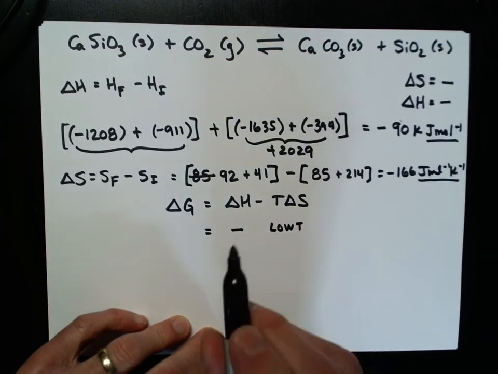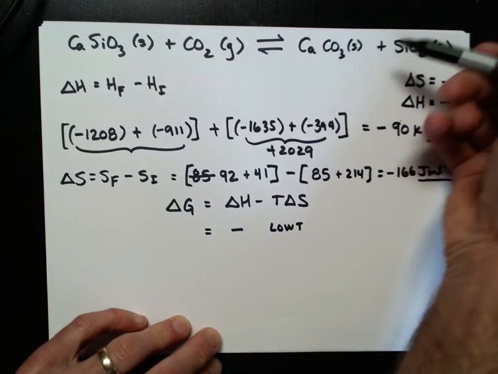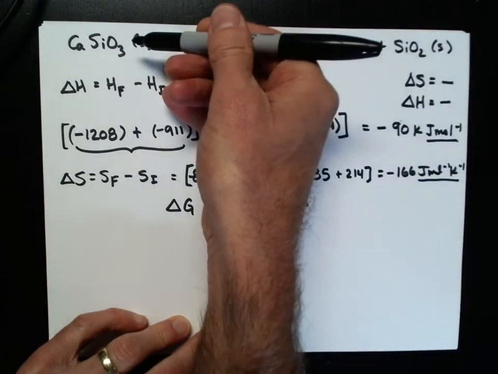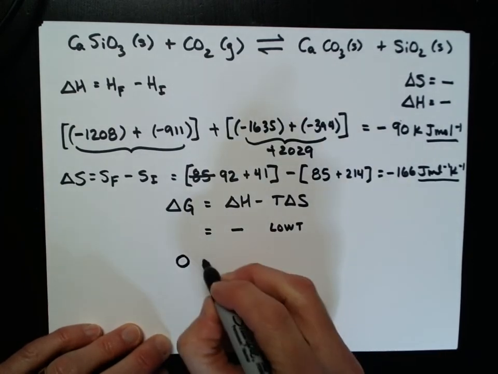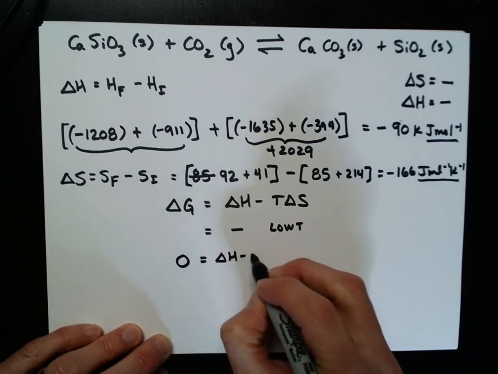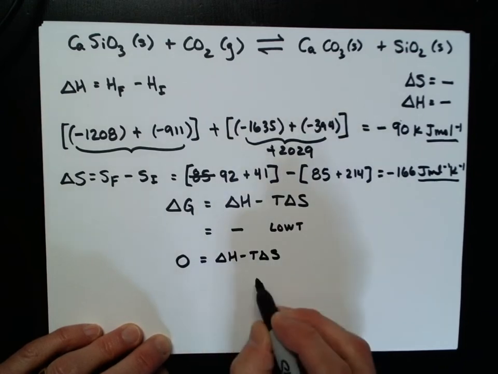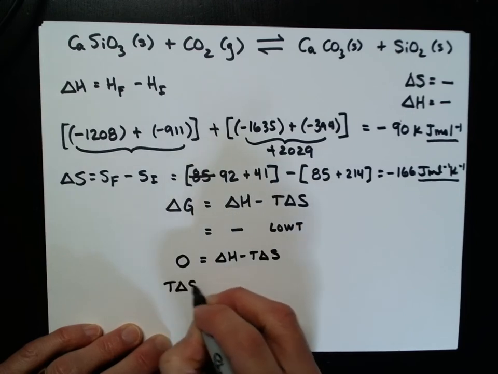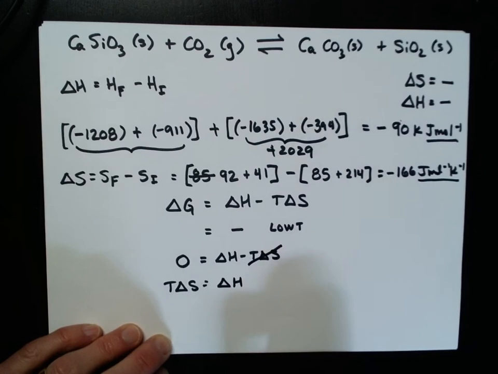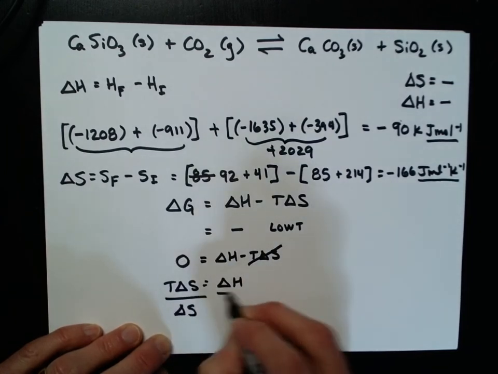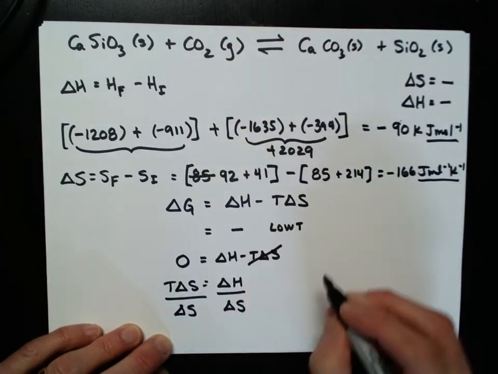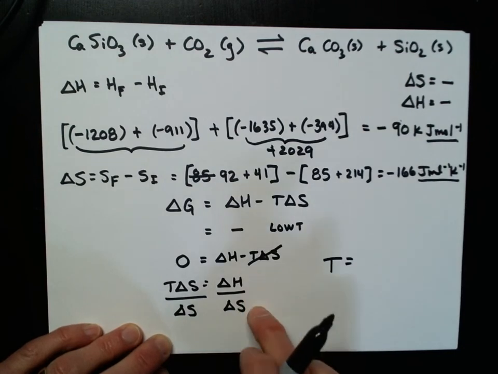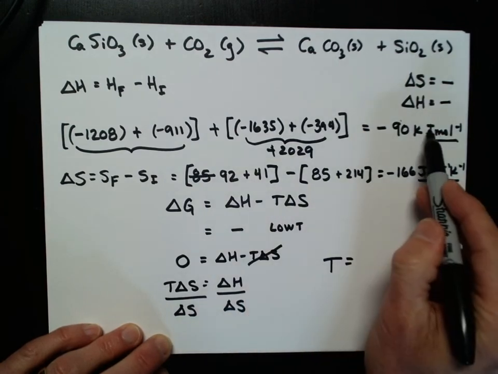All right, so what I want to find is at what temperature does it become spontaneous in the reverse direction? And we do that, remember, by setting delta G equal to 0. That's delta H minus T delta S. If we add T delta S to both sides, I get T delta S equals delta H, because of course it cancels over here. We divide both sides by delta S. And the temperature at which this becomes spontaneous in the reverse direction is going to be delta H over delta S.